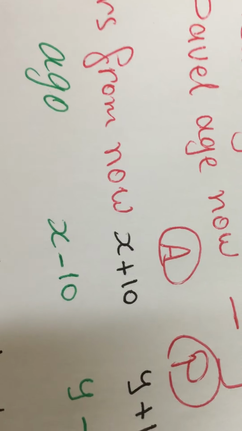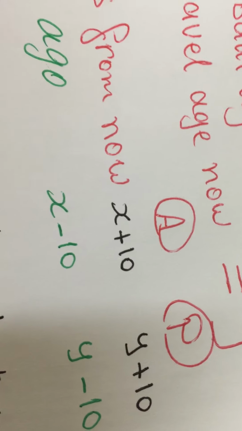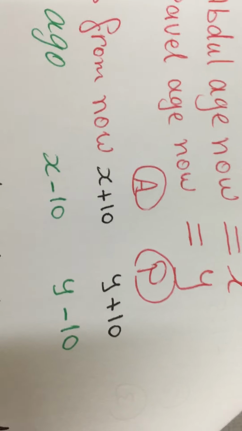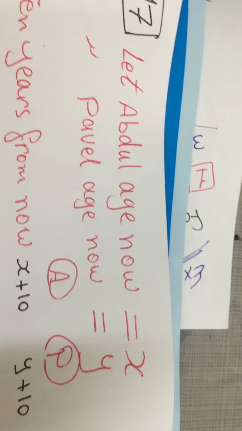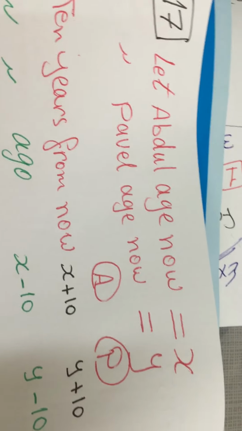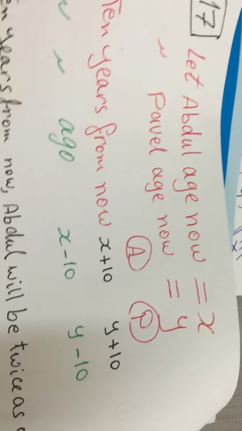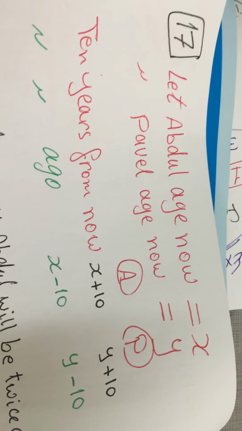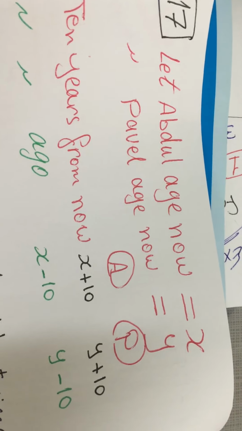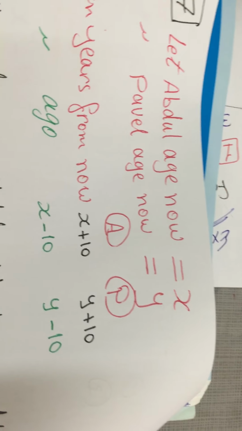Okay? Right. He said also 10 years ago. So 10 years ago, that's to say the age of Abdul is x minus 10 and the age of Pavel is y minus 10. So in the beginning, I let the age of the father Abdul be x and the age of Pavel be y. 10 years from now, the age of the father will be x plus 10 and the age of the son will be y plus 10. 10 years ago, the age of the father was x minus 10 and the age of the son was y minus 10.